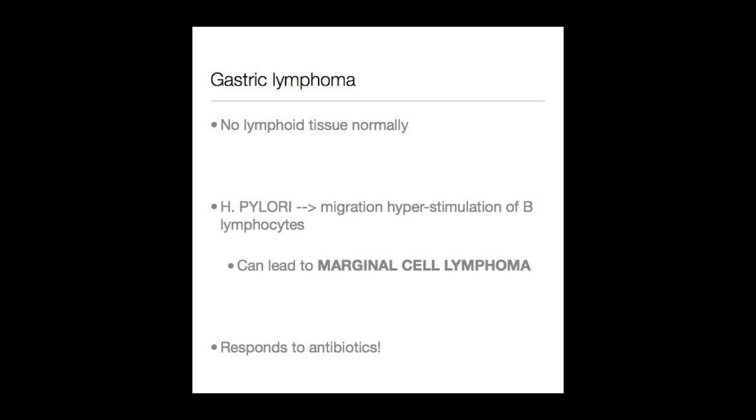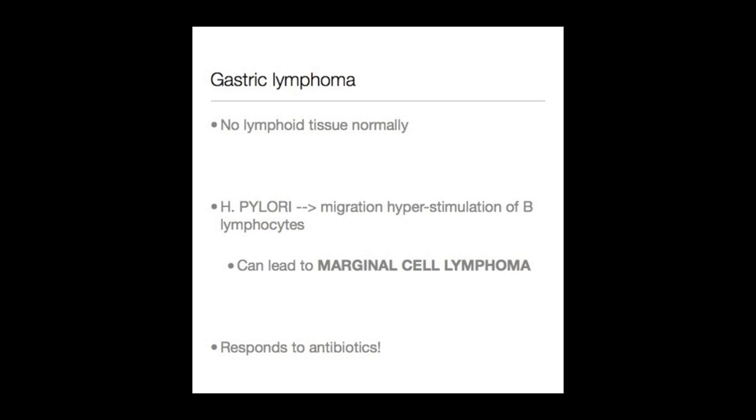Now I'm going to talk a little bit about lymphomas. So lymphoma is a neoplasm derived from mature B lymphocytes that have left the bone marrow and taken up residence in other organs. The stomach, however, normally has no lymphoid tissue within its walls, and immune surveillance really is due to an acidic environment. However, inflammation with Helicobacter induces inflammation and lymphocytes are recruited into the stomach wall.